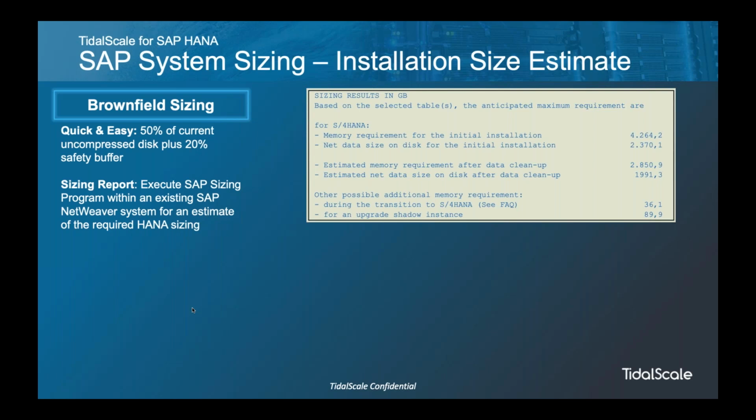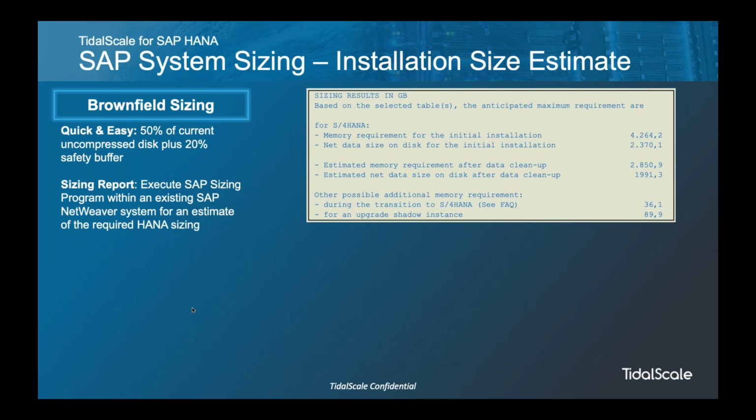So SAP has sizing reports. You can run these within your system, at various levels of granularity, and you can get a fairly good idea of what your system is going to look like. You can see here, I ran a sizing report with a customer, and it's telling us their initial installation is going to be about 4.2 terabytes, or 4,200 gigabytes. That's not bad for the initial sizing.